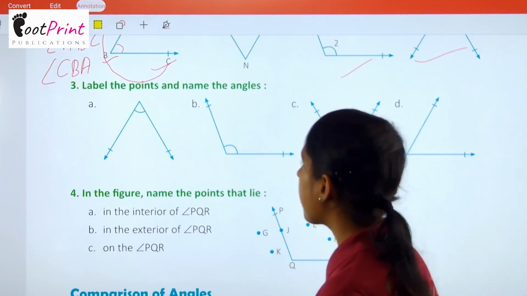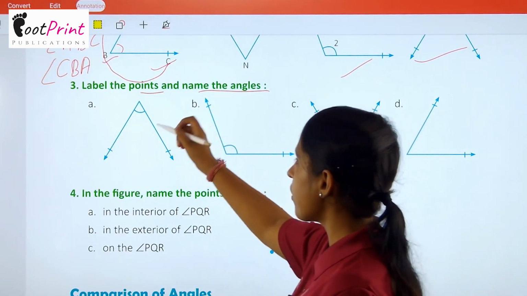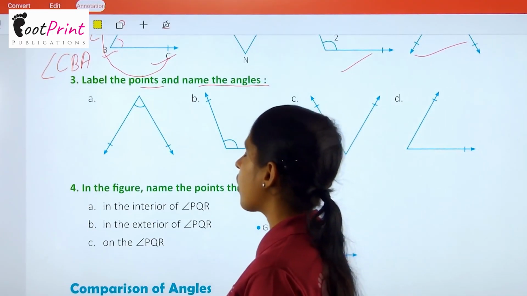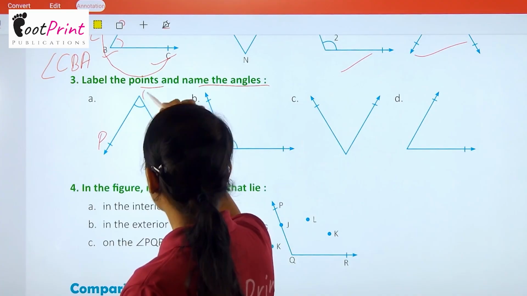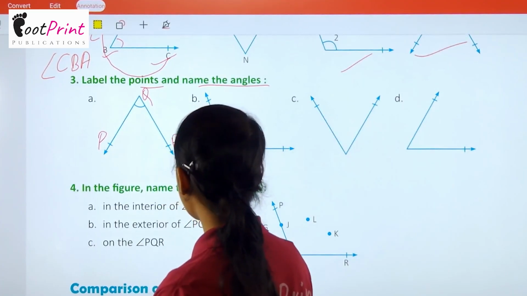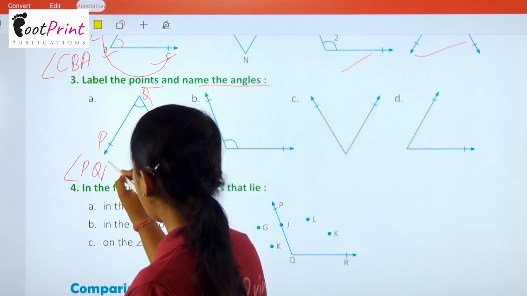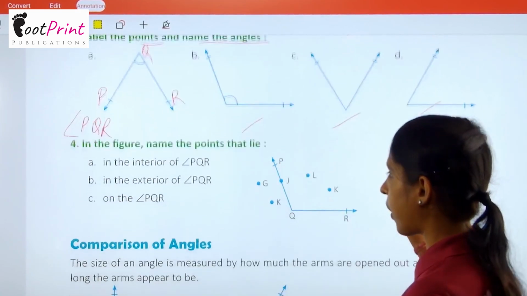Next, label the points and name the angles. Here we have to label all of the 3 points, and then name the angles. You can write by your choice. Here I am writing P, Q, R. So the name of the angle will become angle PQR. Just like that you will do all the parts.